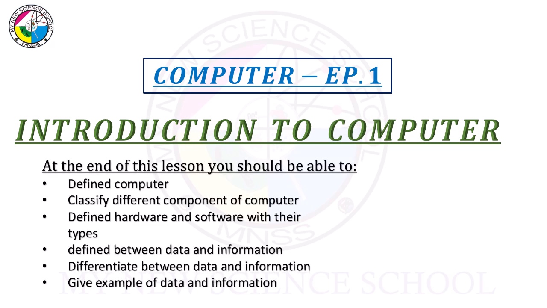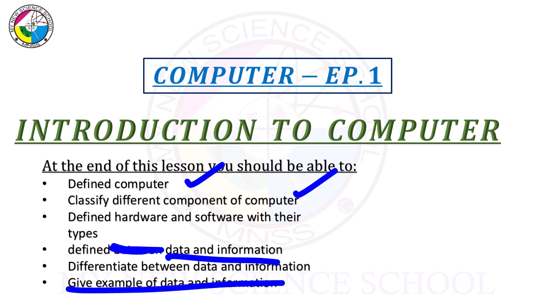At the end of this lesson, you should be able to define computer, classify different components of computer, then define hardware and software with their types, then define data and information. So define data and information, then differentiate between data and information, then give example of data and information. Now let's start with the first one, which is definition of computer.